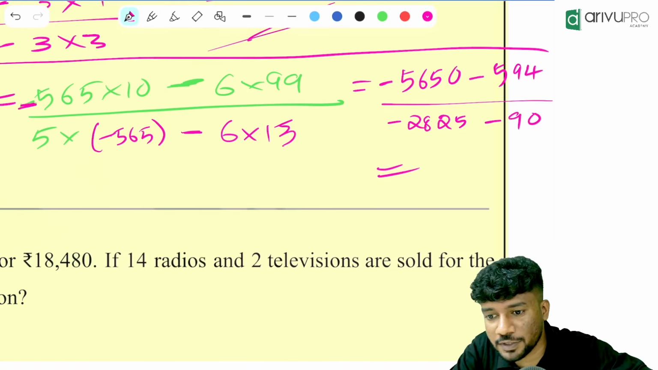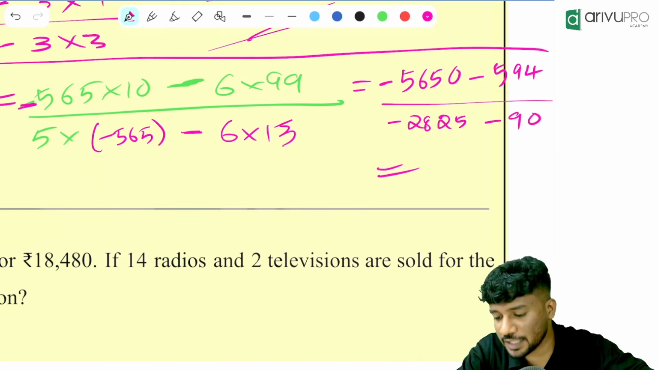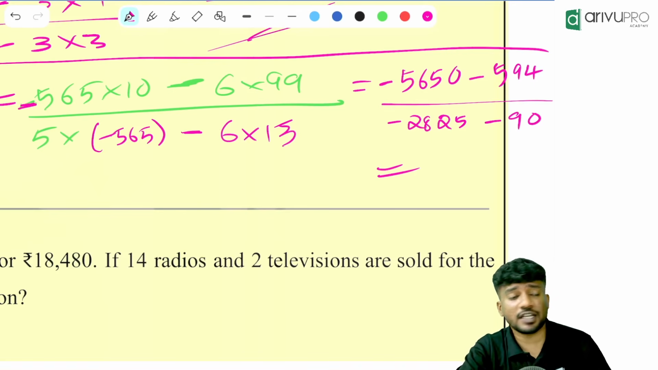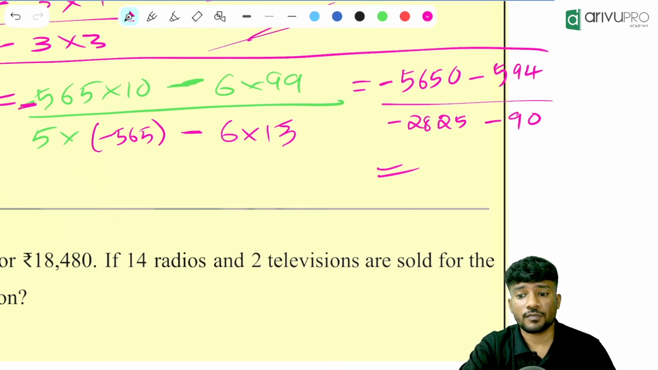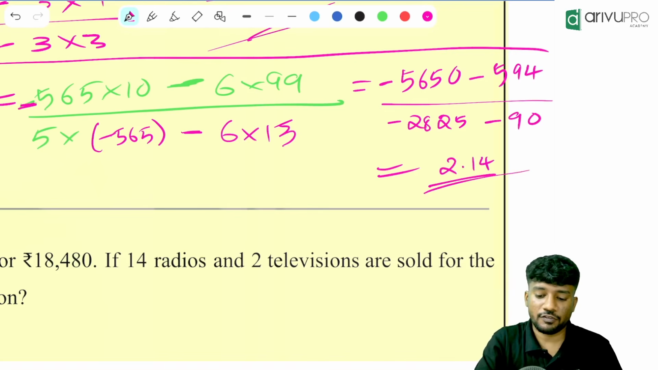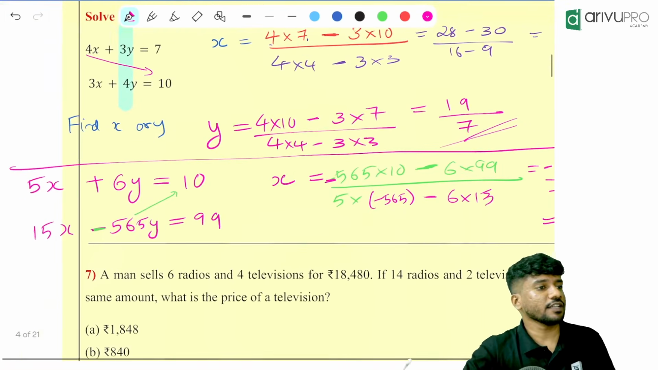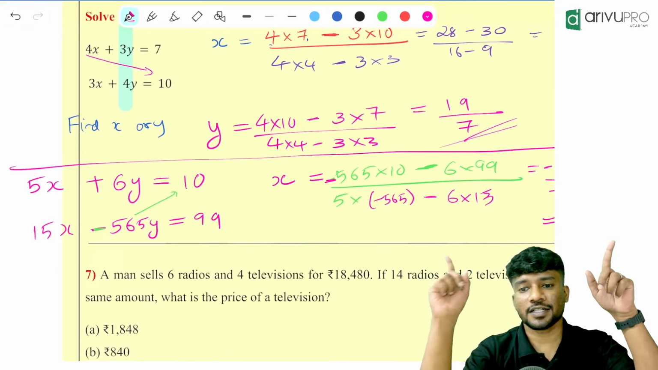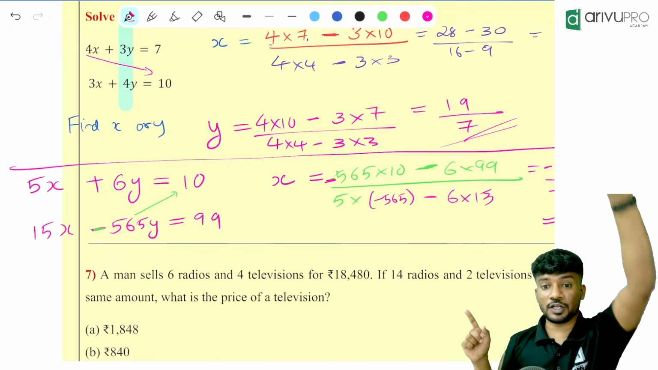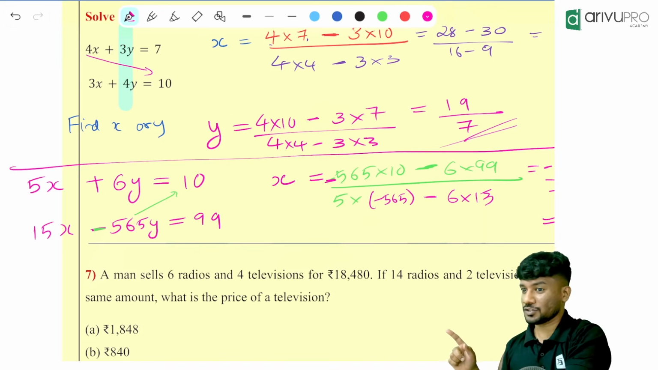Understood the method, people? How much is the answer? Can anyone tell me the answer? Minus and minus will get cancelled off. So 5650 plus 594 is how much? Hey, how much is the answer at the end? 2.14 is the value of x. Similarly, you can find the value of y. When you find the value of y, the only difference is that you will go from top to down.